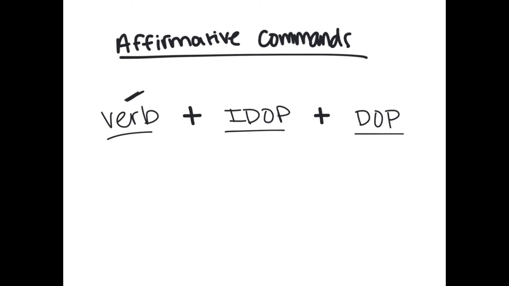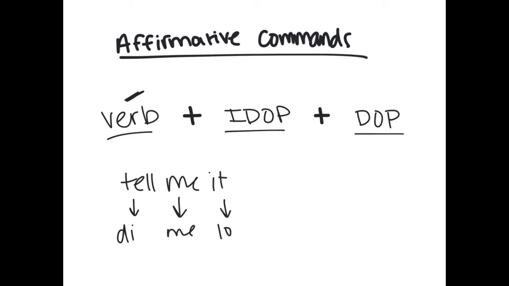Now, if we're going to use both indirect and direct object pronouns, we could use the example tell me it. We know tell is going to be di, because we just did that. That's an irregular. Me is going to be me, and it is going to be lo. We put all that together, and tell me it becomes di me lo. And again, this di only has one syllable, so that means it doesn't need an accent. So if you want to say tell me it, you'd say dímelo, and the indirect object pronoun is before the direct object pronoun. So that is the order that you need to do it in.